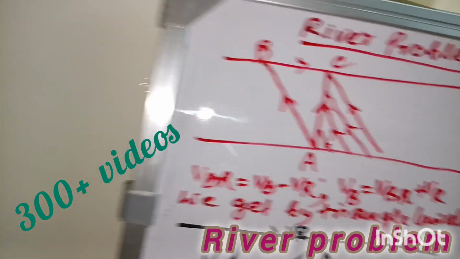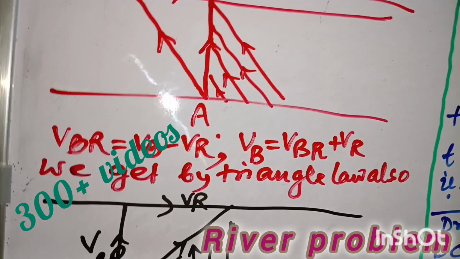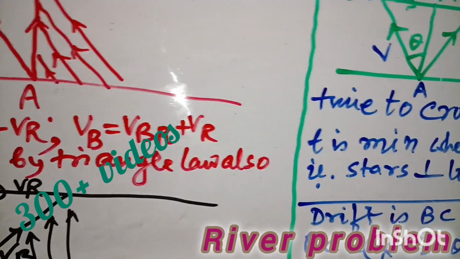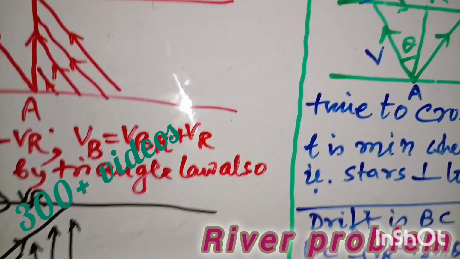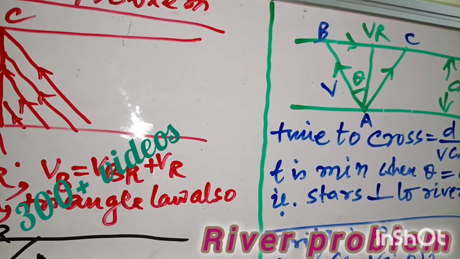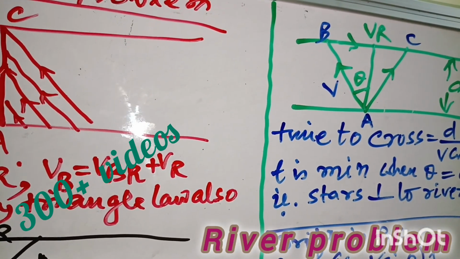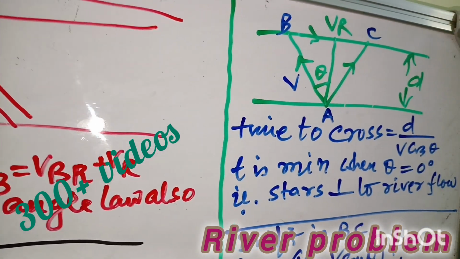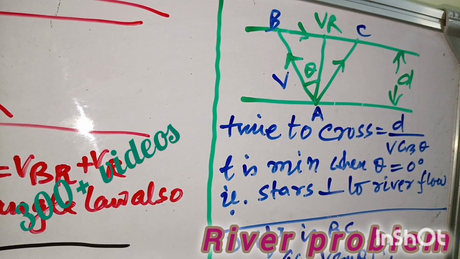Now we will come to another important thing, that is called drift. What is a drift? In a river, velocity is say VR. You see the green diagram. A boat wants to go from A to B, but ultimately reaches C. So BC is the distance by which the river pushes the boat. It is called drift.